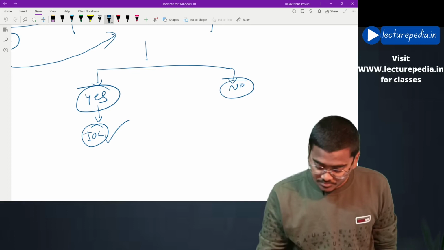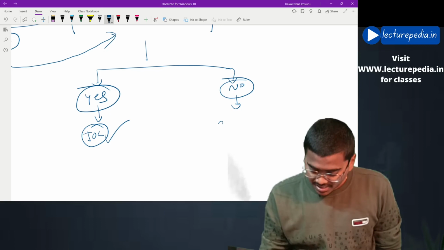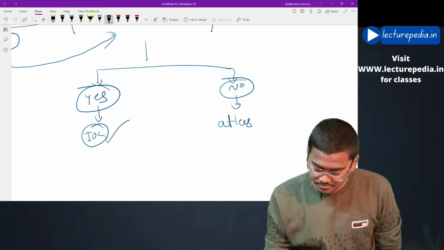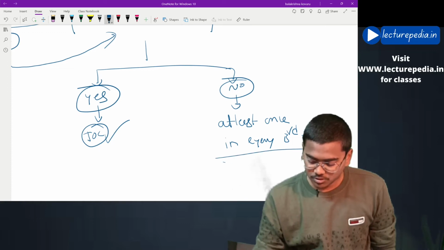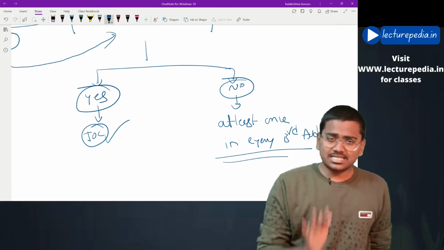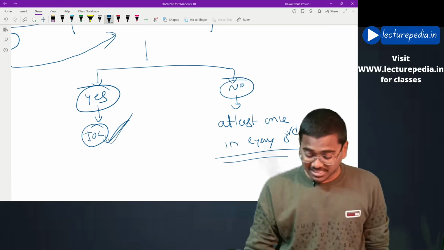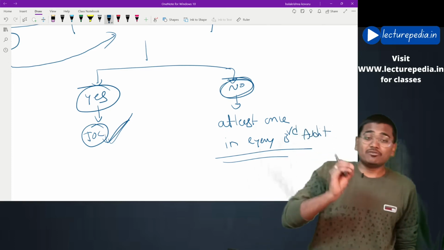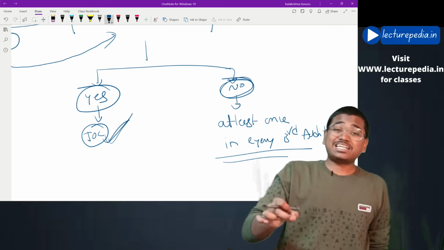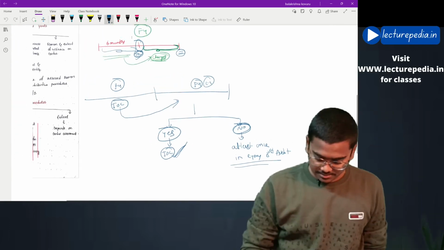In this case, the auditor has to make sure that he will test the controls at least once in every third audit. Hope this is clear. In case there are changes to the controls, then he has to perform test of controls in the current year. In case there are no changes to the controls in the current period, then the auditor has to make sure that he will test each control at least one time in every third audit. Hope this is clear. Let us see.